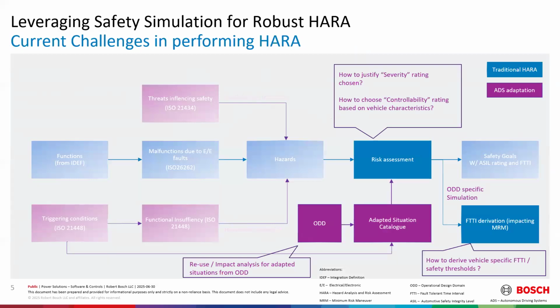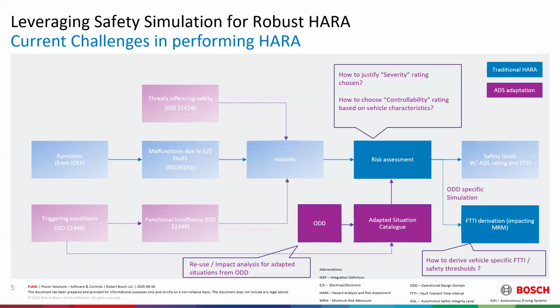Okay. As a part of risk assessment, we come up with severity, controllability, and exposure ratings that finally decide the ASIL rating. Severity is based on the Abbreviated Injury Scale, which asks what injury is possible with that particular collision. Today, without vehicle tests, it's hard to decide what kind of injury is possible with what kind of collision, or sometimes it becomes subjective. The same goes for the controllability rating.